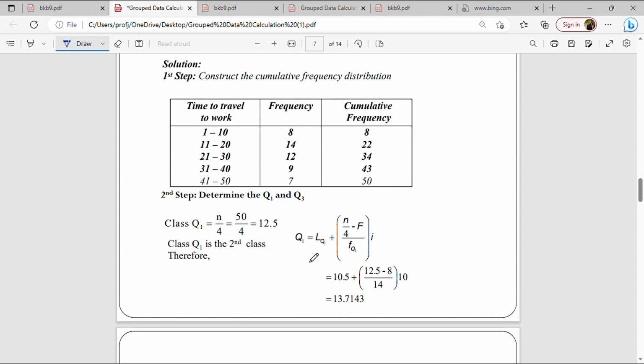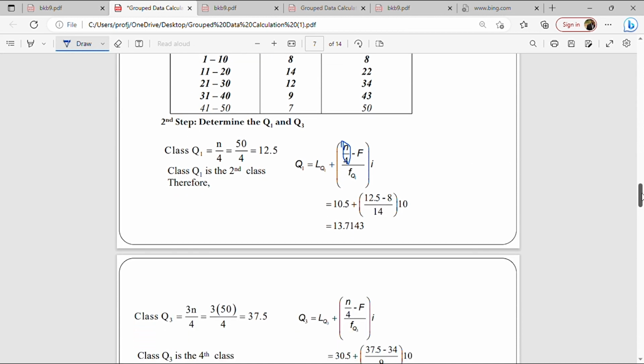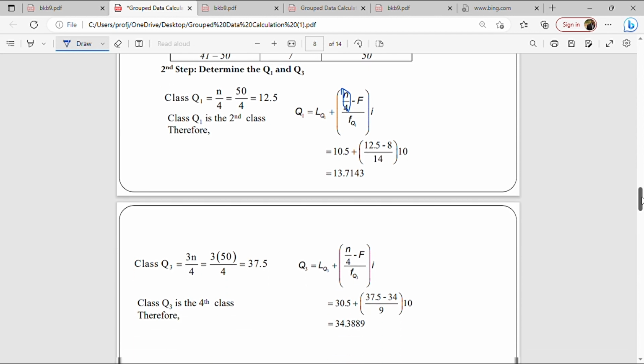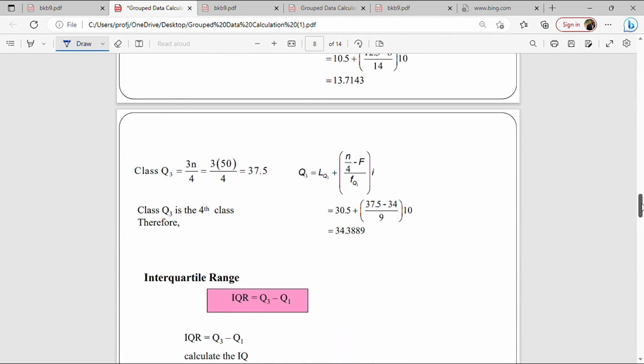Third quartile would be 3n over 4. This place will not just be n over 4, it will be 3n over 4. You get? Then the same approach. Locate your third quartile, that's Q3. By that approach, you get it. Then we are good to go.